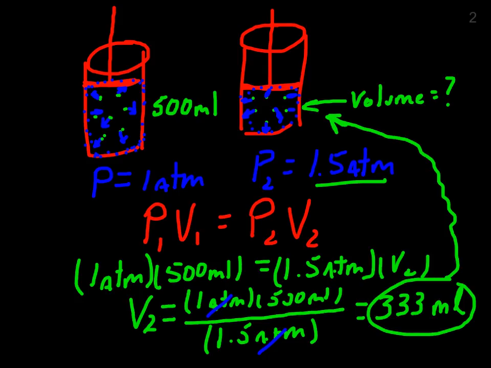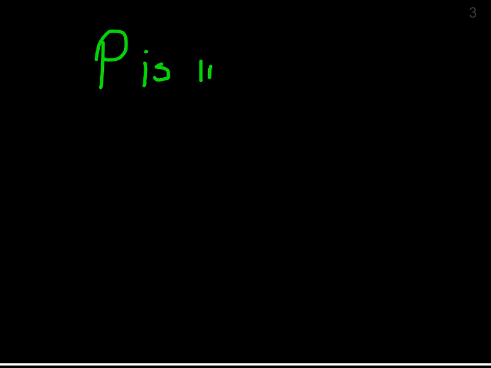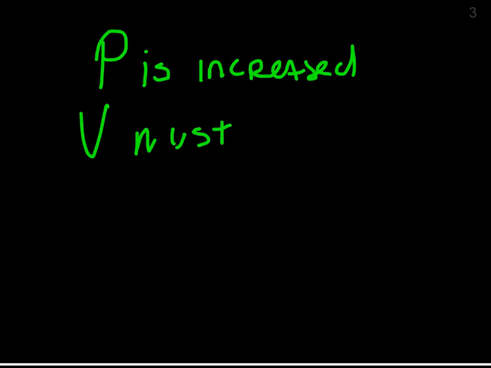The key to this is realizing that there is an inverse relationship between volume and pressure. What I mean by that is if pressure is increased, volume must decrease, or vice versa. So pressure is inversely proportional to volume when we're talking about gas laws.